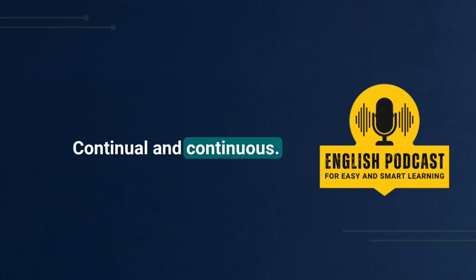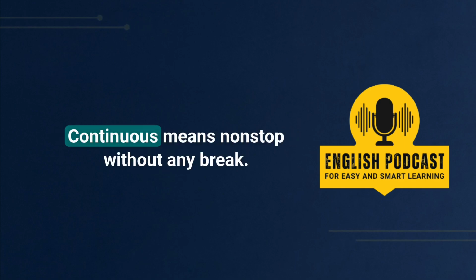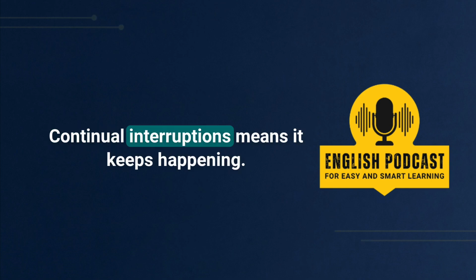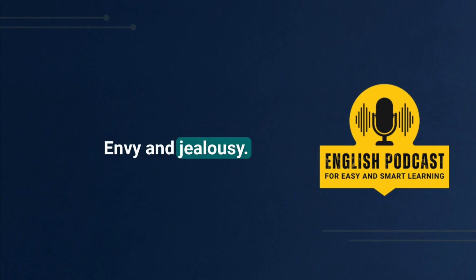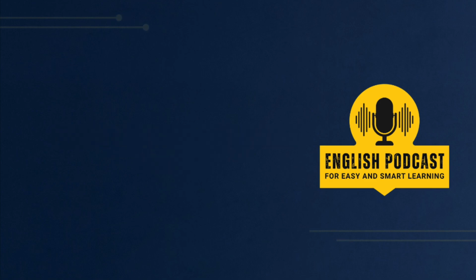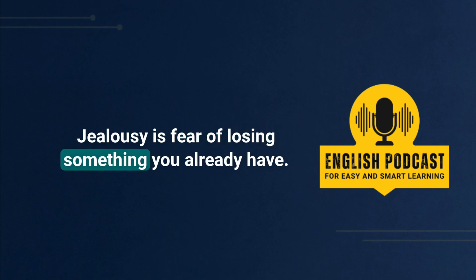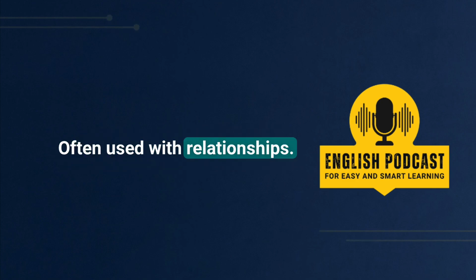Continual and continuous. Continual means repeated with small breaks. Continuous means non-stop, without any break. Continual interruptions means it keeps happening again and again. Continuous rain means it never stopped once. Envy and jealousy. Envy is wanting what someone else has. Jealousy is fear of losing something you already have, often used with relationships.